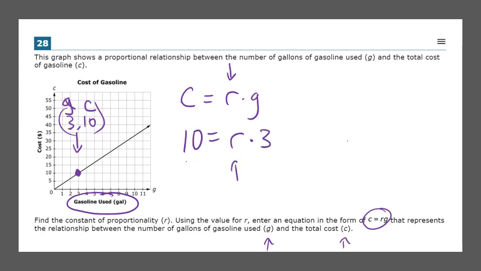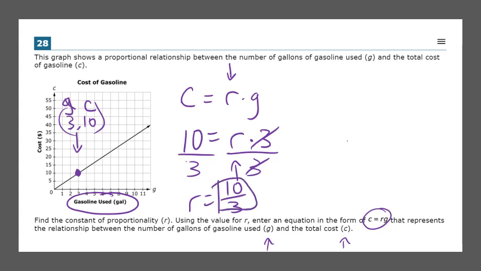Now if I wanted to solve for R, all I'd need to do is divide both sides by 3, and what I get is my ratio. So R is equal to, the 3's cancel, R is equal to 10 over 3. Now I can't reduce that fraction, so that's as good as it's going to get.